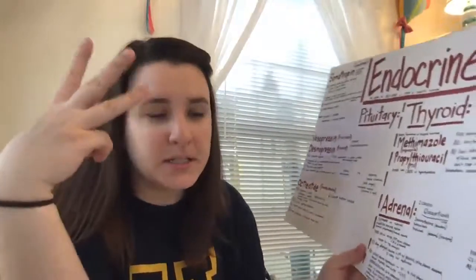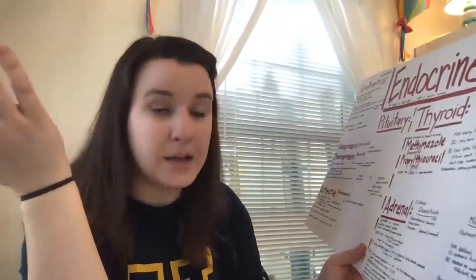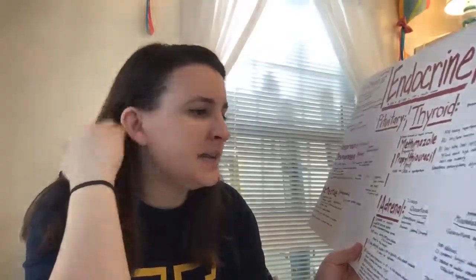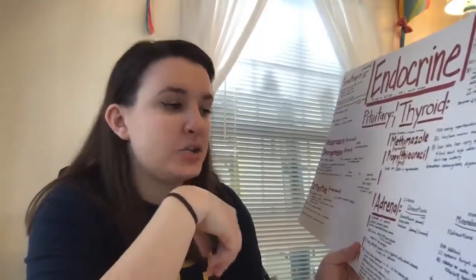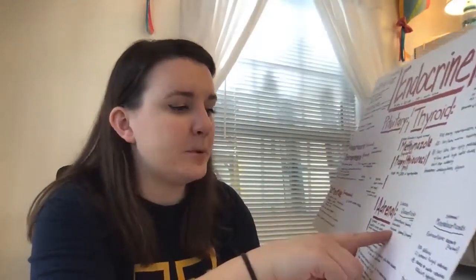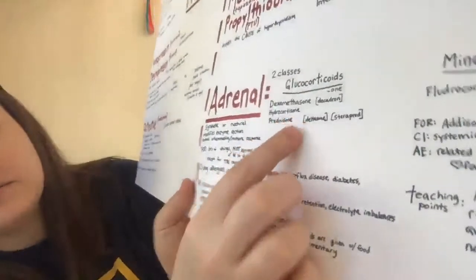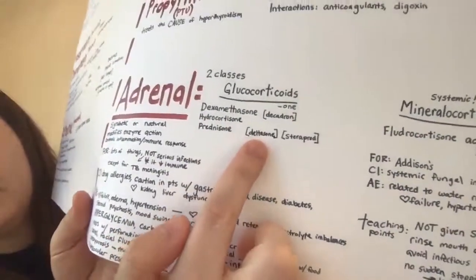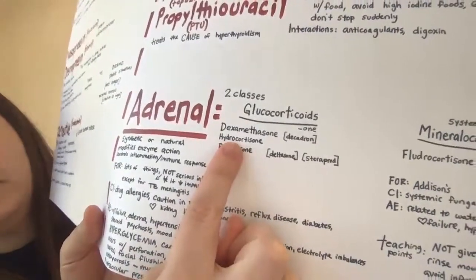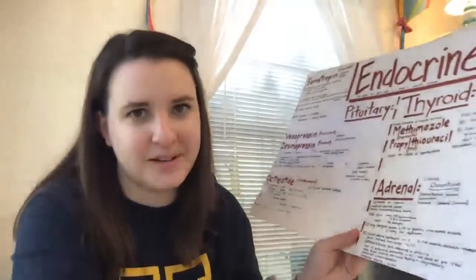Glucocorticoids, there's 3 drugs here: dexamethasone, hydrocortisone, and prednisone. Dexamethasone, the brand name is Decadron, and then the brand name for prednisone can be either Deltasone or Sterapred. And then there are a lot of different formulations of hydrocortisone that I didn't list them all because there's like a million, but hydrocortisone is pretty easy to remember.